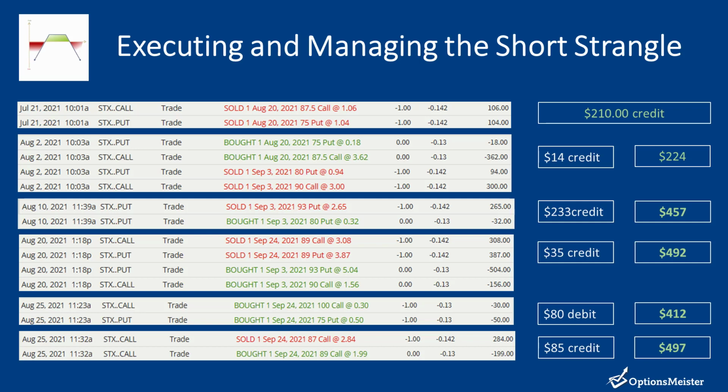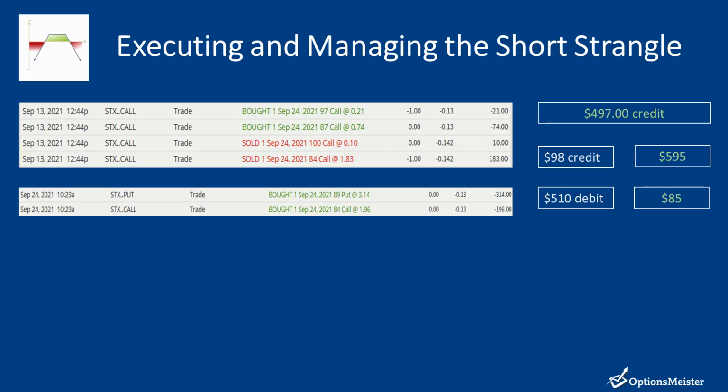The August 20 adjustment rolled the 93 by 90 inverted strangle into an 89 straddle, collected another $35, bringing the total to $492. Rolling the 89 short call to the 87 strike, and adding two long wings on August 25, netted $5 and brought the total to $497. The last adjustment occurred on September 13 and rolled the short 87 call down to the 84 strike, adding $98 in premium and bringing the total accumulated premium to $595. The trade, an 89 by 84 inverted strangle, finally was able to be closed on September 24 for a $510 debit, resulting in an $85 profit.